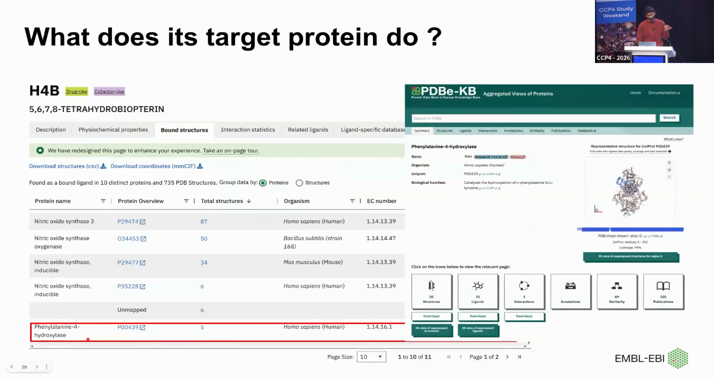For example, for hydroxylase, you want to know more about that protein. We have another page called aggregated views of protein. What this page does is we aggregate the structural information of a particular protein across the archive. So if you want to know which structures we have, how many structures in the PDB for this protein, what are the different type of ligands. And we also collect annotations from computation and experimental annotation from different resources. So that helps you to look at this information about that particular protein from the web interface itself.